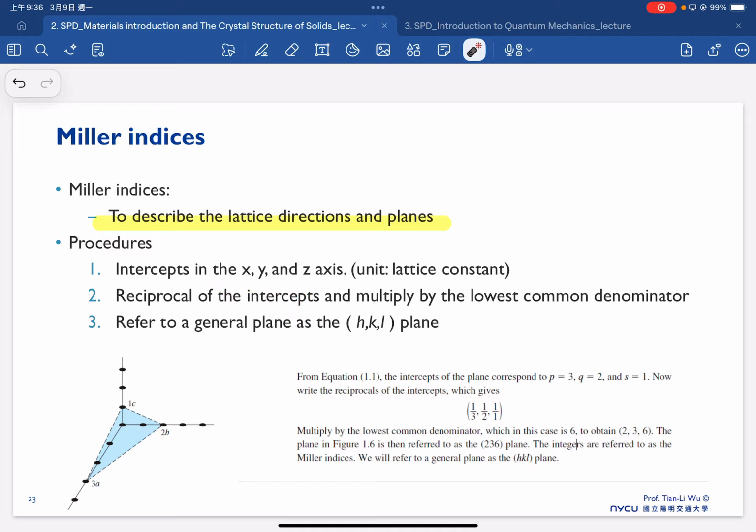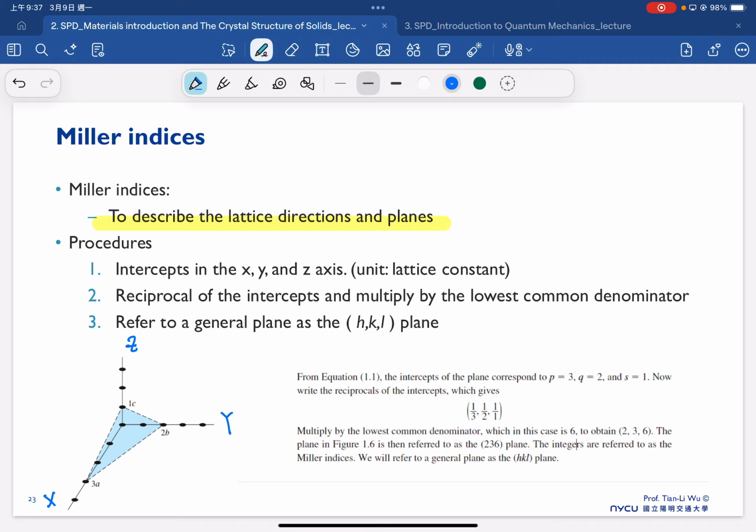So for example, considering this kind of coordinate system, we are curious about how to make the Miller index for this particular plane. The first step is to calculate the intercepts on the x, y, and z axes. Here is the x axis, here is the y axis, here is the z axis. So first we estimate the intercept of this plane on each axis.